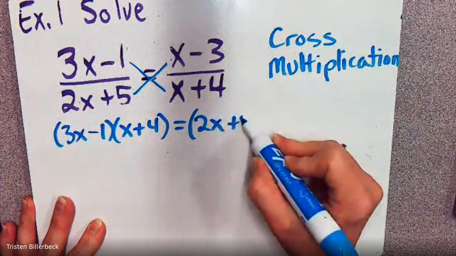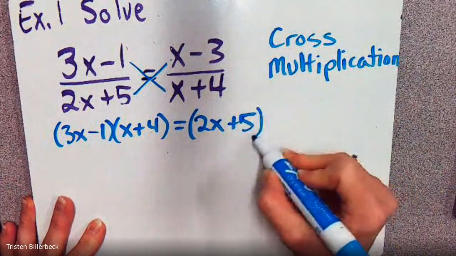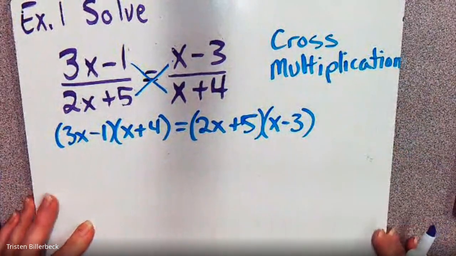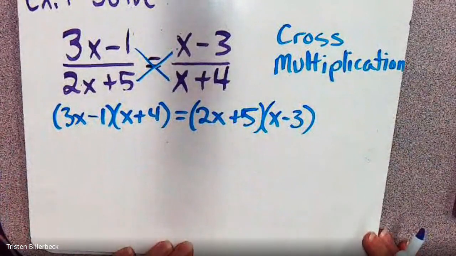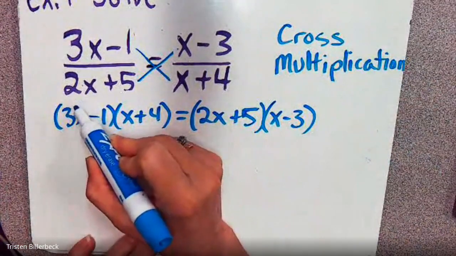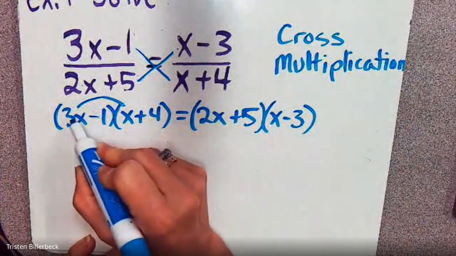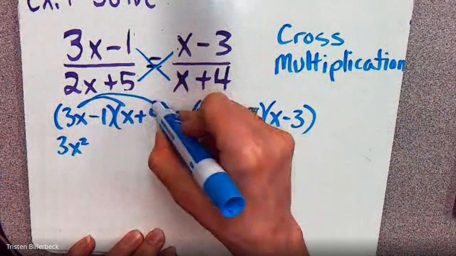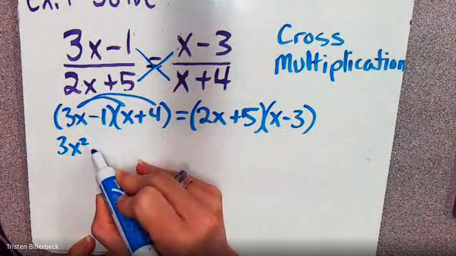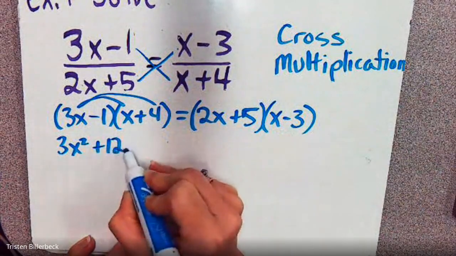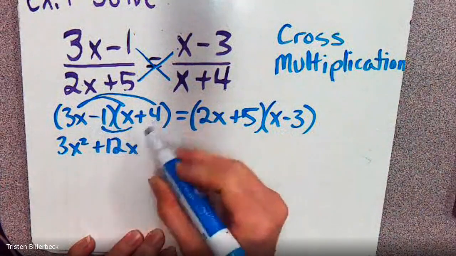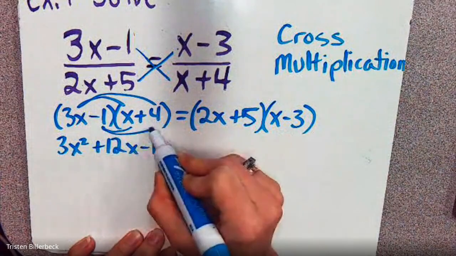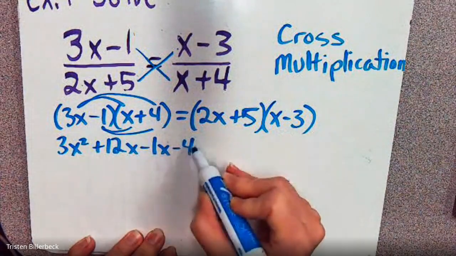2x plus 5 and x minus 3. Now we have to be really good with our FOIL because this one is just easier with FOIL. So first, 3x times x is 3x squared. Outer, 3x times 4 is 12x. Inner, negative 1 times x. And last, negative 1 times negative 4.